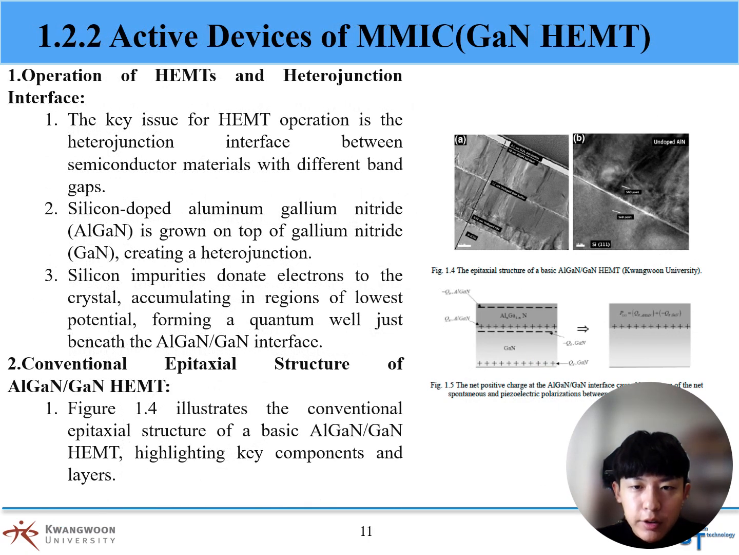This part is the GaN HEMT. The key issue for HEMT operation is the heterojunction interface between semiconductor materials with different band gaps. The AlGaN is grown on top of GaN, creating a heterojunction. And figure 1.4 illustrates the conventional structure of basic AlGaN/GaN HEMT, highlighting key components and layers.